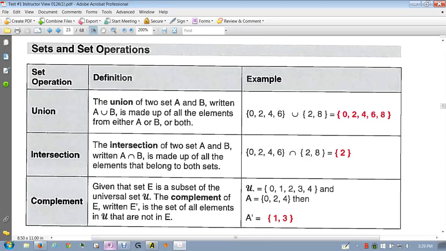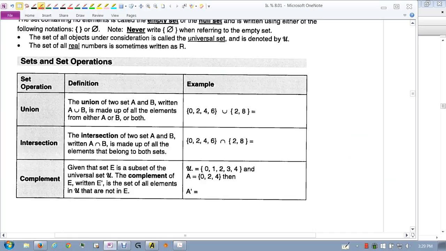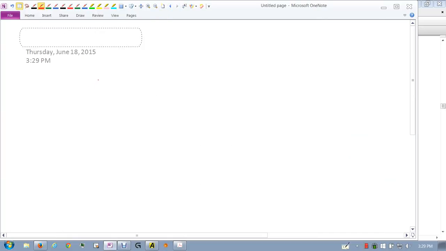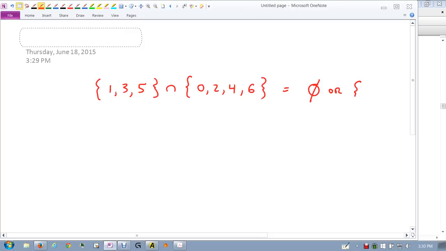How about this one? I'll give you another example here. What if I give you the set 1, 3, 5, and I want the intersection, sorry, my braces look terrible, don't they? 0, 2, 4. And you know what? They don't have to have the same number of elements in them. So what's the intersection of those two sets? Nothing. How do we say that? That's right. This is the empty set. So there is no intersection of those two sets. Understand? Okay.